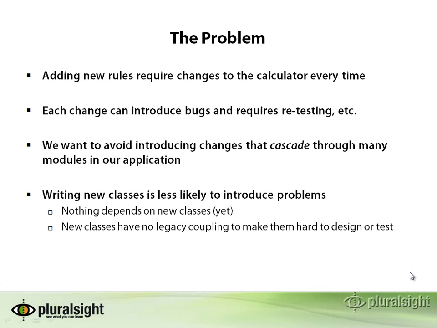So the problem with our cart is that adding new rules requires changes to the calculation method with each new rule. Now, every change that we add can introduce additional bugs and requires retesting. Plus, we've tightly coupled our pricing logic with our cart, so that anytime we want to test some new pricing logic, we have to set up a cart and actually test the cart rather than just testing a pricing rule. Ideally, we want to avoid introducing changes that cause cascades through many different modules in our application.